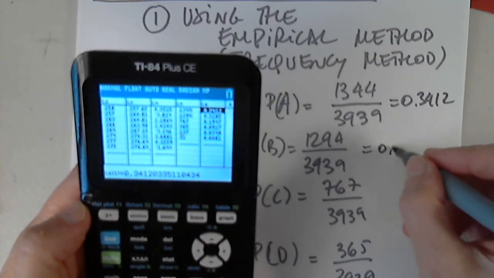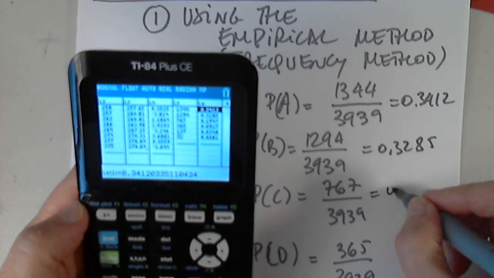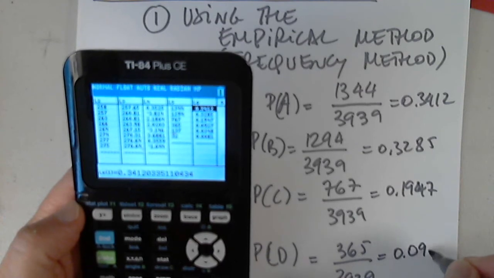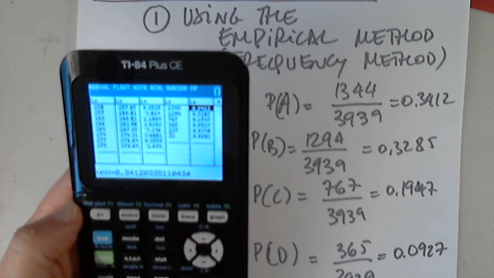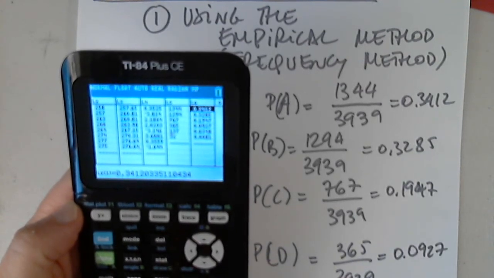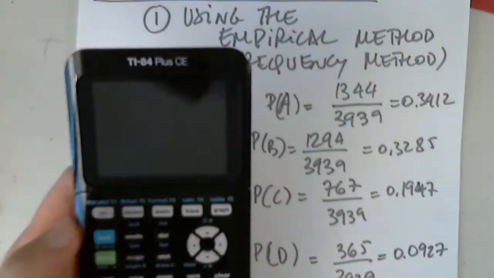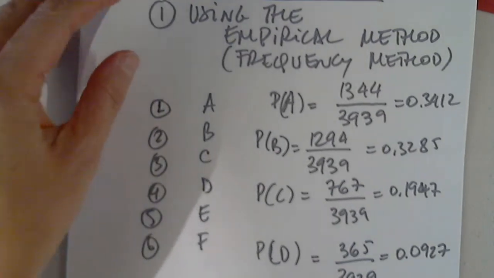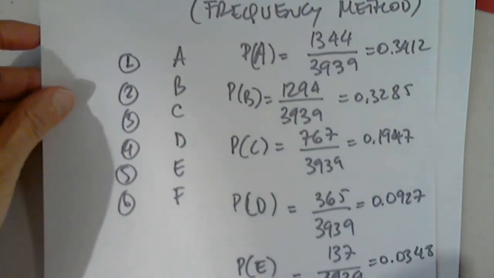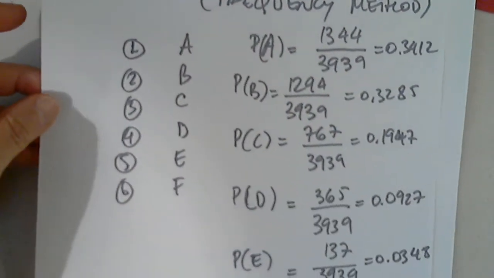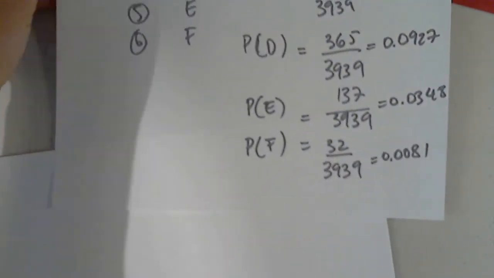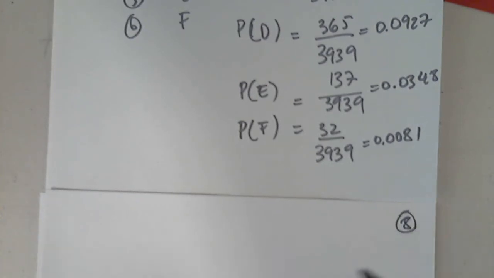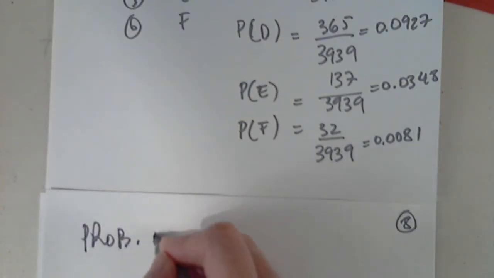0.3412, 0.3285, 0.1947, 0.0927, 0.0348, and 0.0081. I just created a probability model. All probabilities are between 0 and 1, and their sum has to add up to 1. Okay? So, probability model.